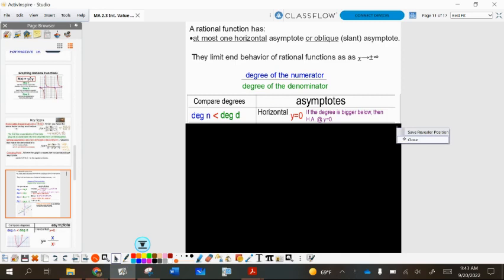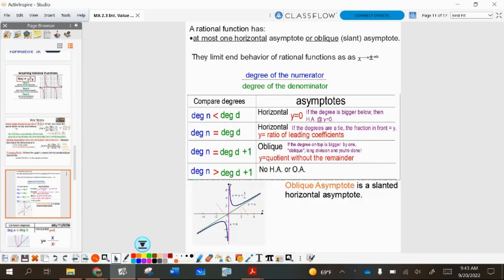Okay, the next case that we're going to have: if the degree of the numerator is equal to the degree of the denominator, then we'll have a horizontal asymptote at y equals the ratio of the leading coefficients. So our rhyme is, if the degree is a tie, the fraction in front equals y. We're going to look at the ratio of the leading coefficients. That fraction out front will be our y value for our horizontal asymptote.